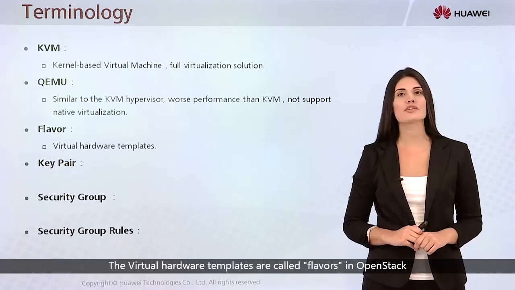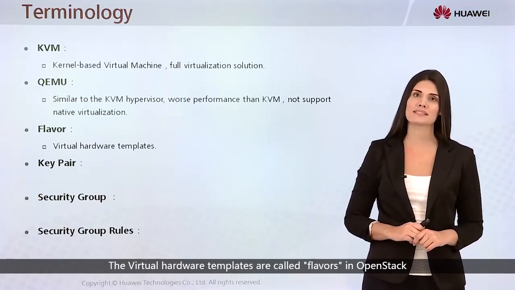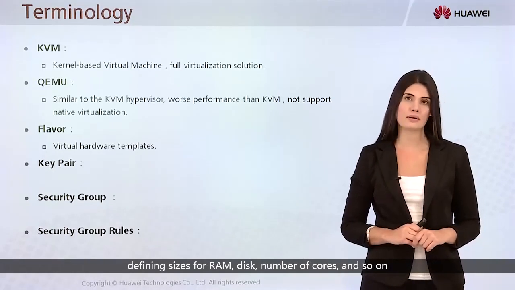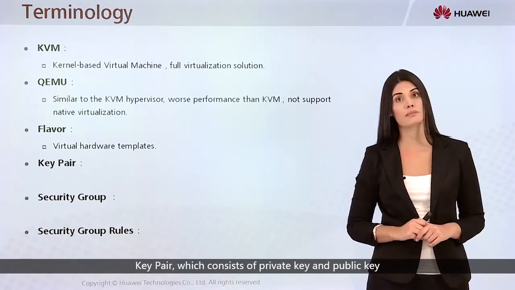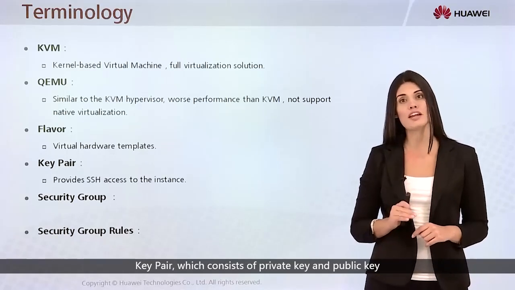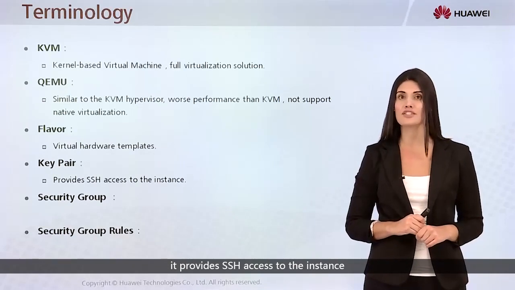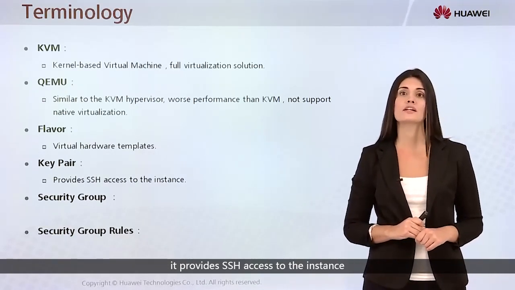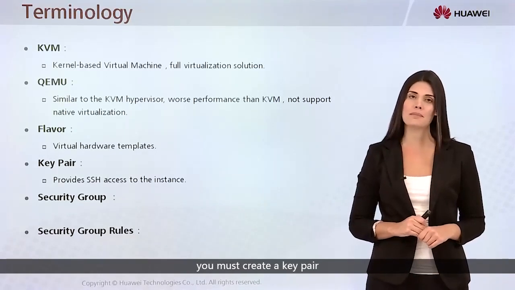Flavor. The virtual hardware templates are called flavors. In OpenStack, they define the size for RAM, disk, number of cores, and so on. Key pair, which consists of a private key and a public key, provides SSH access to the instance. So, to log into your instance, you must create a key pair.